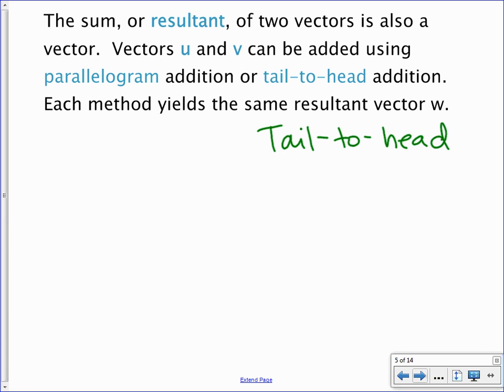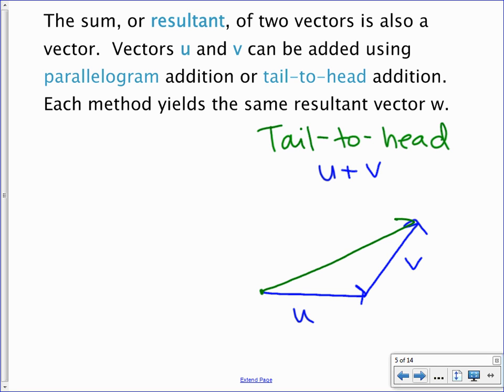If I'm adding two vectors, u plus v, then you can take u, let's say it's this vector, and where u stops, that's where you begin with v. So tail to head: where the head is of the first, the tail goes for the second. Then if you connect the tail of u to the head of v, there is u plus v. That's what it looks like for tail-to-head addition.